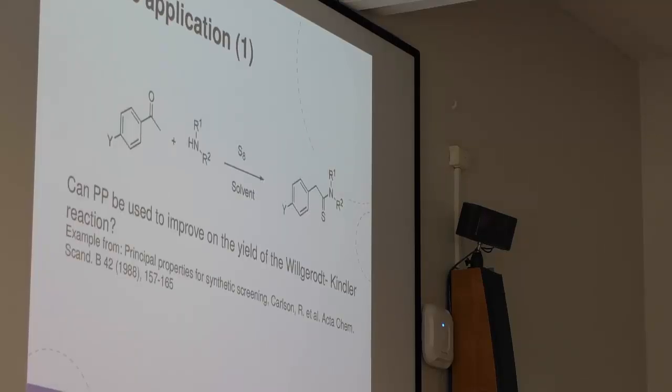I have included an example from work Carlson did on the Willgerodt-Kindler reaction. In this case, he has a reactant, an amine, and a solvent that he can change. The reactant is identified by a substituent Y, the amines are coded by two substituents, and the solvents, I think, are just a list of possible solvents. So you have three different categories of molecules that you need to optimize in order to select the best combination. How can we use this methodology?